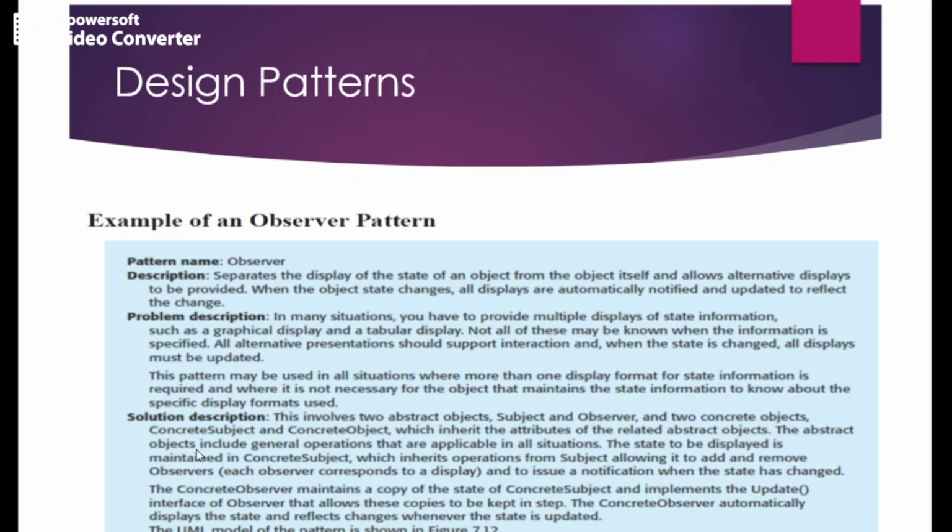The abstract objects include general operations that are applicable in all situations. So your abstract objects will include all the normal operations. The state to be displayed is maintained in the concrete subject. Regarding the information about the state of the object, that is maintained in this concrete object, which inherits operations from subject, allowing it to add and remove observers.